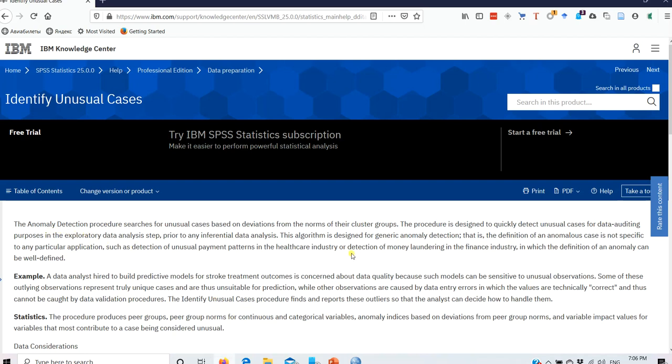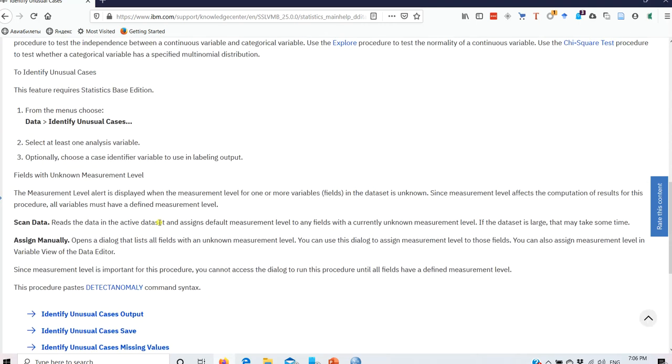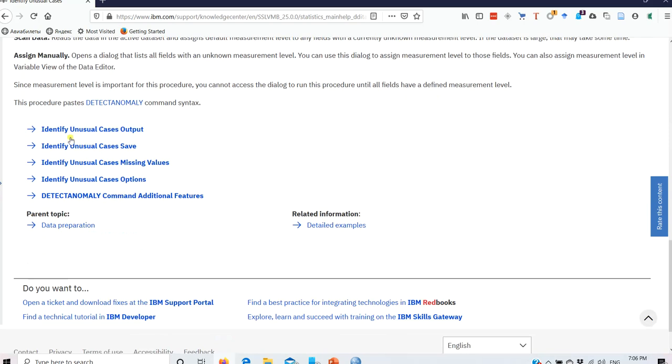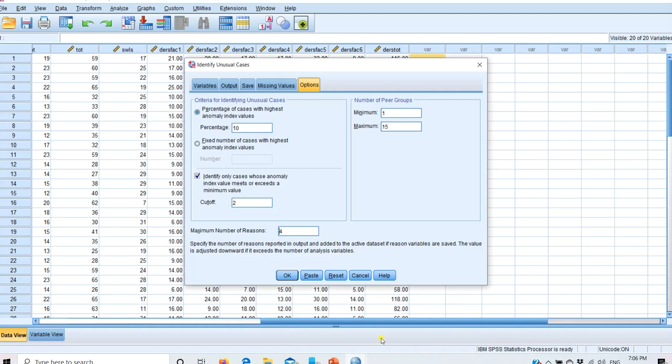This procedure is designed to quickly detect unusual cases for data auditing purposes in the exploratory data analysis step prior to any inferential data analysis. So basically, it is a type of anomalous case detection or multivariate anomaly detection. And all the options will be given here. What options, assumptions, everything we can go and read, and what the procedure is. Other links are also there. So you can go and read it.